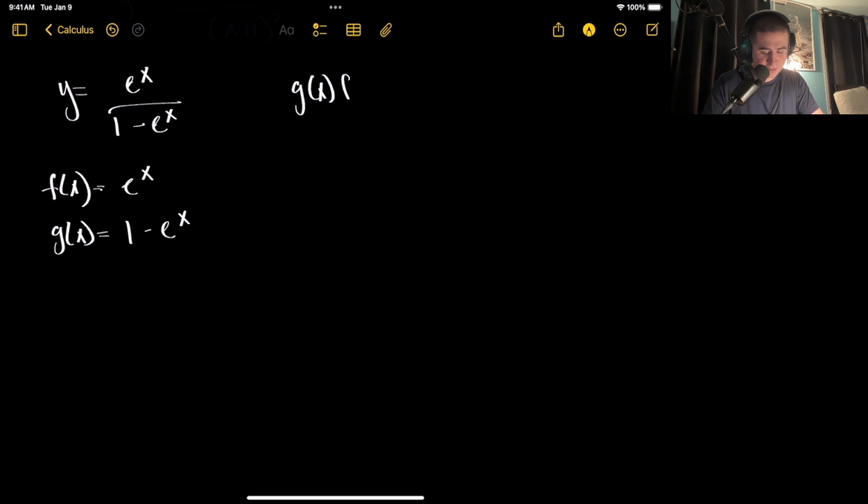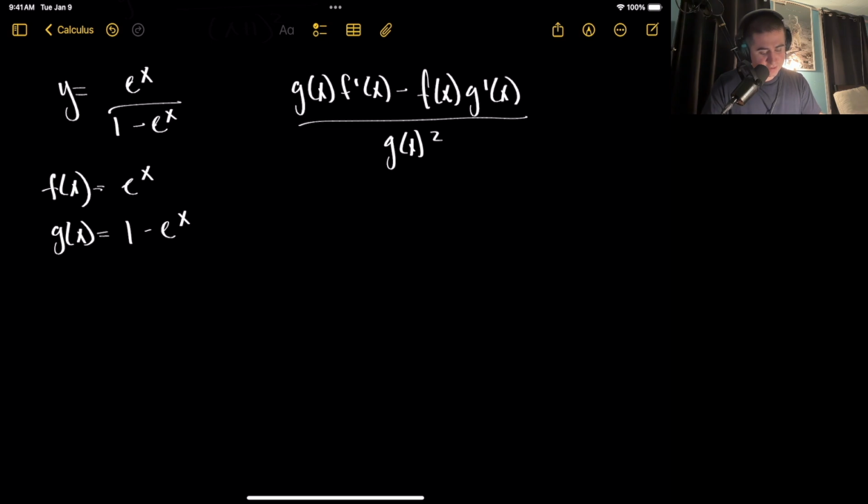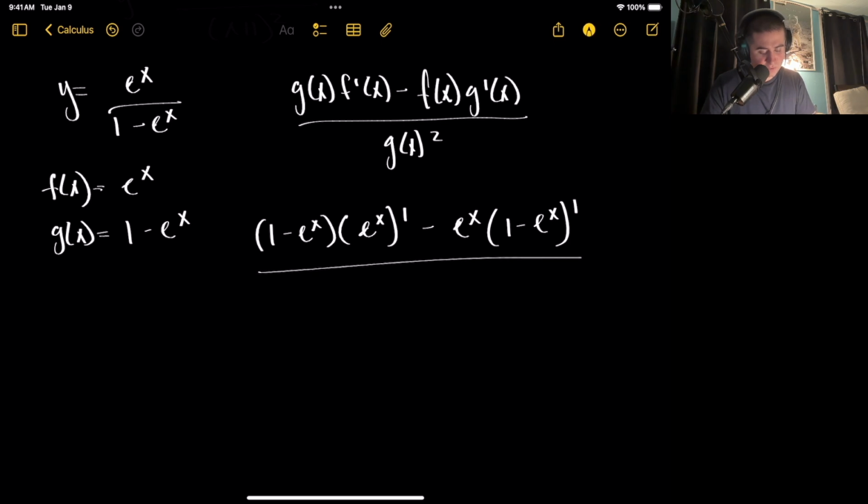g of x multiplied by f prime of x minus f of x times g prime of x over g of x squared. Okay, so we've already established what f of x and g of x are. Our g of x is going to be 1 minus e to the power of x. We'll take the derivative of f of x, which is e to the power of x, that's (e to the power of x) prime, minus f of x, which is e to the power of x, and our g prime of x is going to now be (1 minus e to the power of x) prime over g of x squared, which is now (1 minus e to the x) squared.